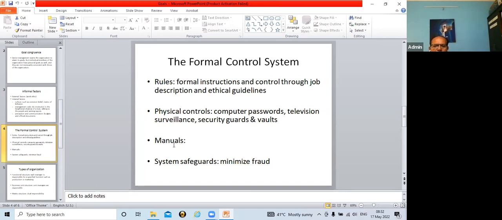Then manuals. What are manuals? Manuals are what we get whenever we purchase a new thing, maybe a mobile or a TV or a washing machine. The company gives us a manual. Do you know? Have you seen a manual?